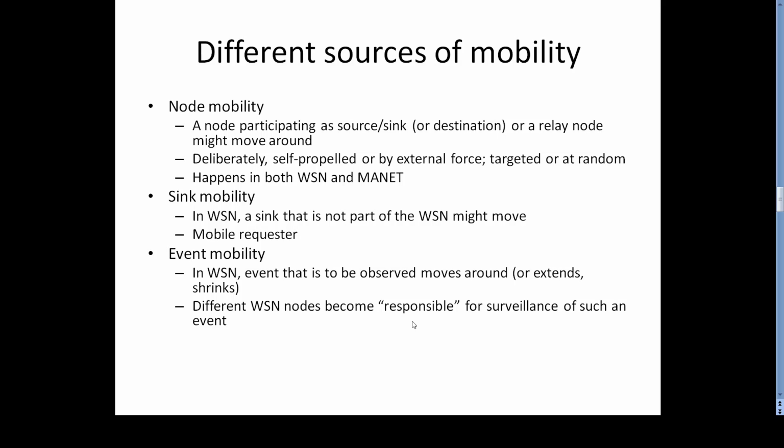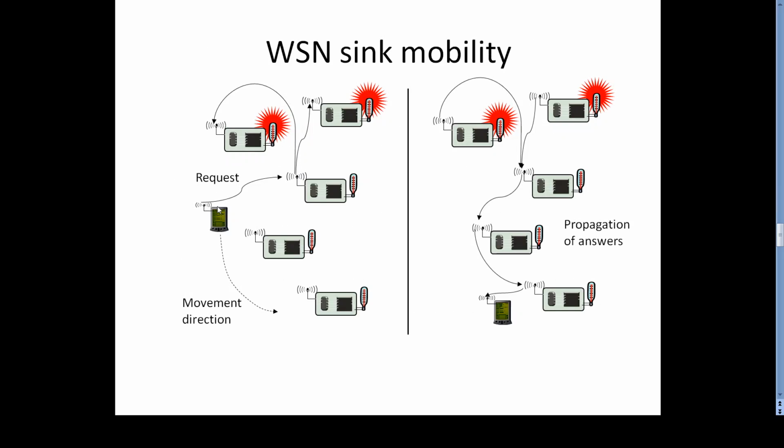Here is sink mobility. This sink is requesting data from this network, and the sink has moved in this particular direction. The requested data from this network, as it measures something, will be forwarded to the sink at its current location. The sink can move: it requests the information and may move to another location. Then the sources will find a suitable path and the data will be moved to the particular sink.